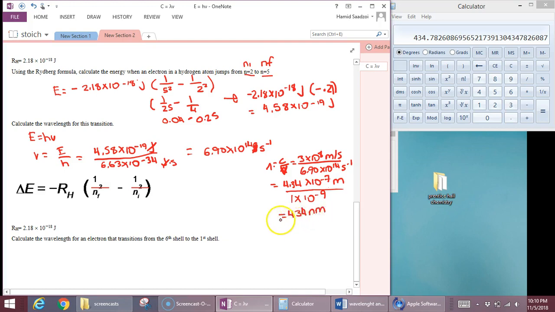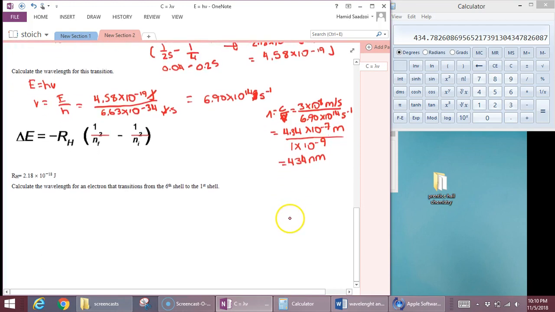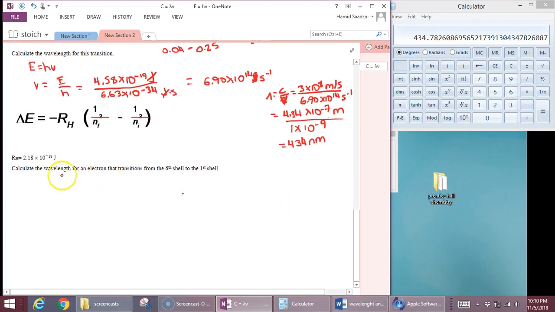All right, let's try it one more time. Let's put another question involving the same concept. Same thing again. We're going to take from the 6th to the first shell. So this is our Ni, Nf. Now it's going down, so we would expect this reaction to be exothermic.